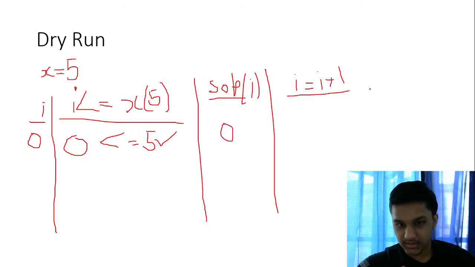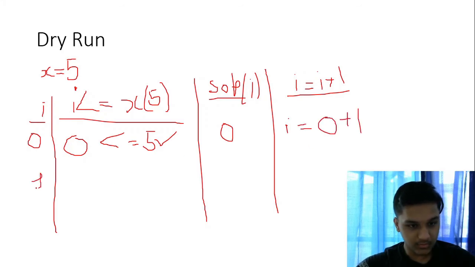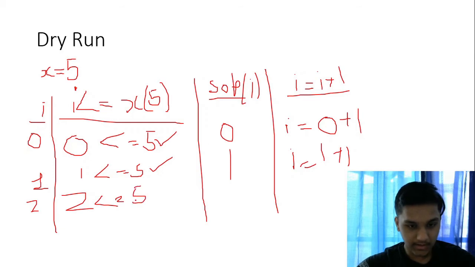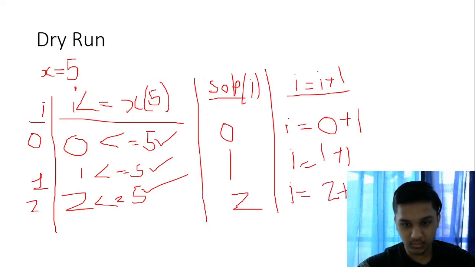Now it will go to this condition. So i equals 0 plus 1. So i becomes 1. 1 is less than or equal to 5. This is true. And now it's going to print i. So i is equal to i plus 1. This column is what's going to be the output. So this becomes 2. 2 is less than or equal to 5. Tick. Then it's going to print 2. i is equal to 2 plus 1.